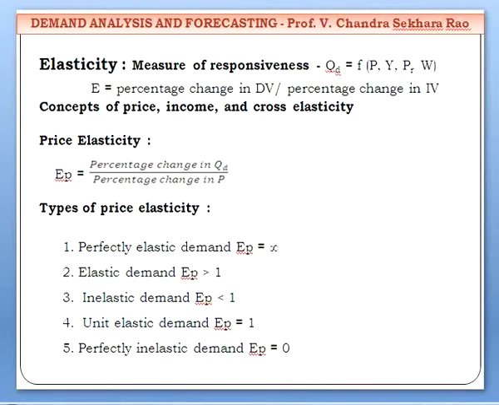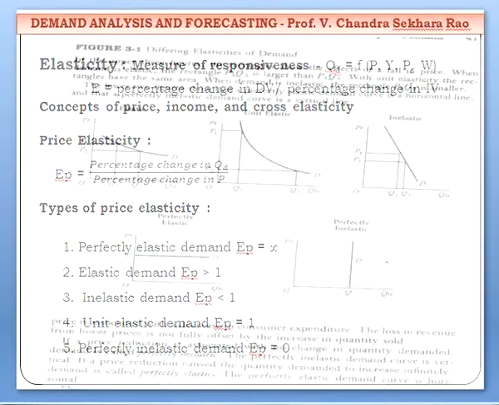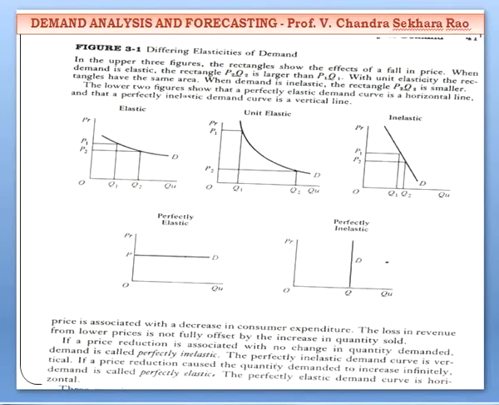Velocity. Start with velocity. Velocity, we told you that it's a measure of responsiveness. We start with velocity as a measure of responsiveness, and we have seen that price velocity has 5 types: perfectly elastic, elastic demand, inelastic demand, and the same is expressed in terms of graph.